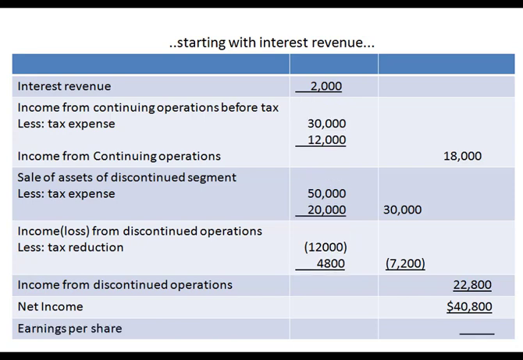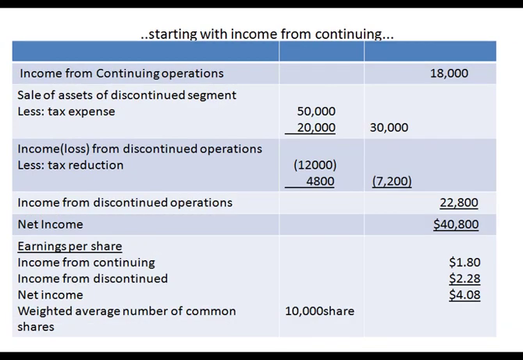Now, to complete our statement, we need to add our earnings per share. This would come right after the net income on the income statement. And to see how this would look, we have to know the weighted average number of common shares outstanding. Assuming that was 10,000, we'd report earnings per share and income from continuing, taking the $18,000, dividing by 10,000, giving us $1.80 per share. From discontinued, the 22,800 divided by 10,000, or $2.28, and for the net income, the 40,800 divided by 10,000, giving us $4.08 per share.